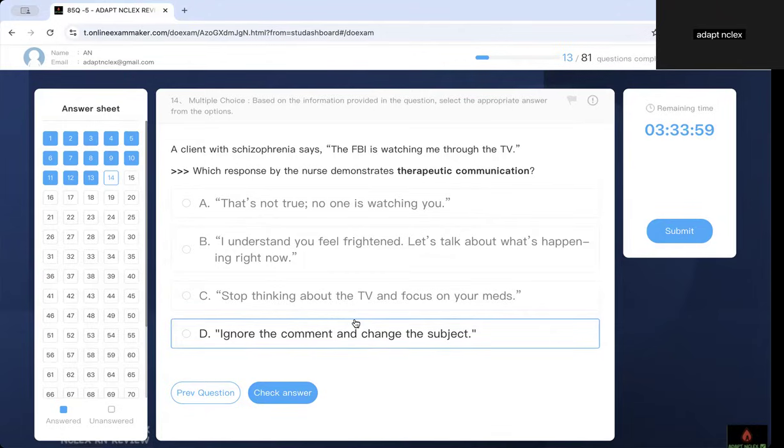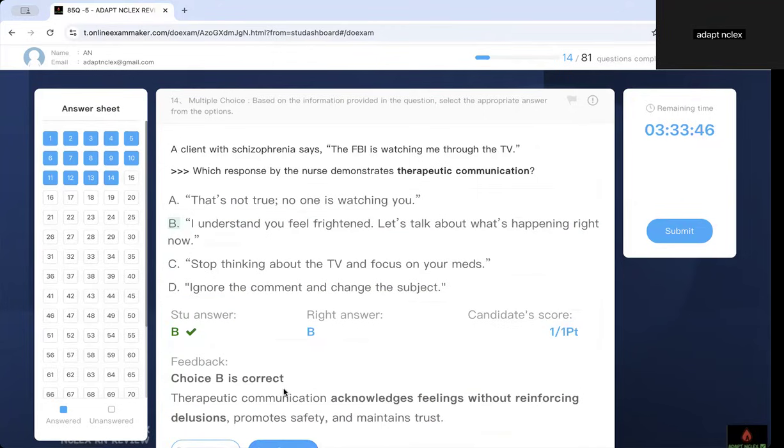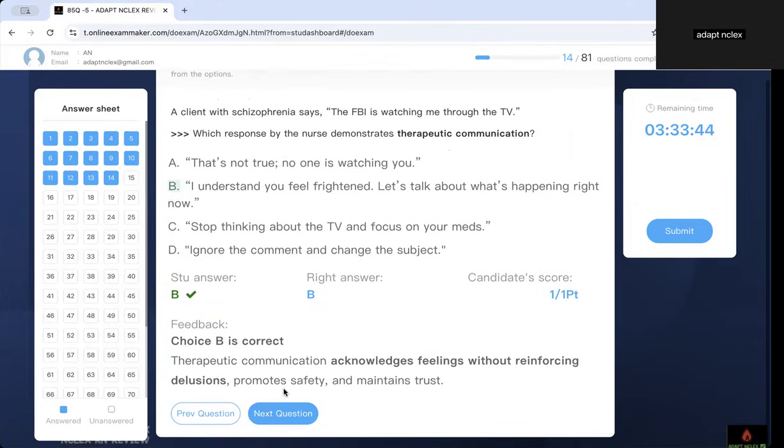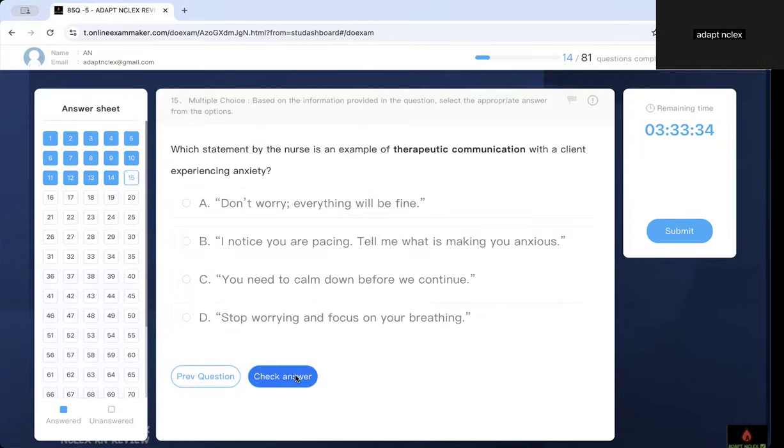And he said, "Let's talk about what is happening right now." That's asking for more. "Stop thinking about the TV" is not acknowledging the patient. "Ignore the comment"? I'm not going to ignore it. In patient care, we have to accept what they're saying, but not rationalize it. Bring them to reality and let them know, this is what I see. I don't see what you see, but I know how you feel.